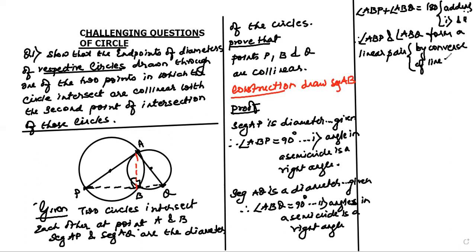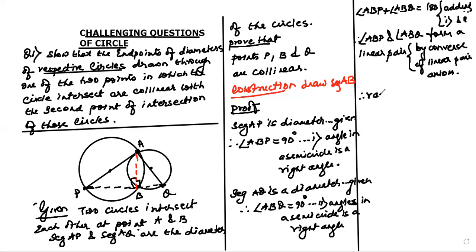What is the converse of linear pair axiom? If adjacent angles are supplementary, they form a linear pair. It's called the converse of linear pair axiom. Are you getting me here? Now listen, ABP and ABQ form a linear pair.